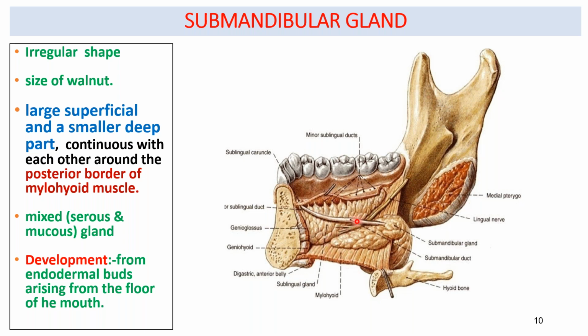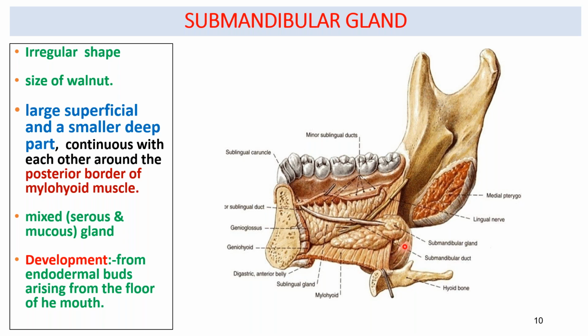So you can see this was taking its origin from that mylohyoid line that I showed in the earlier slide, which is present on the inner aspect of the body of the mandible. From the posterior border of the mylohyoid muscle, both the superficial and deep parts of the submandibular gland are continuous with each other.